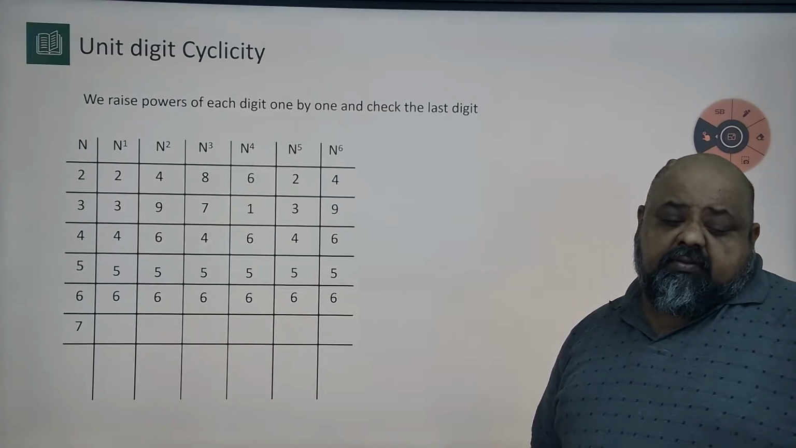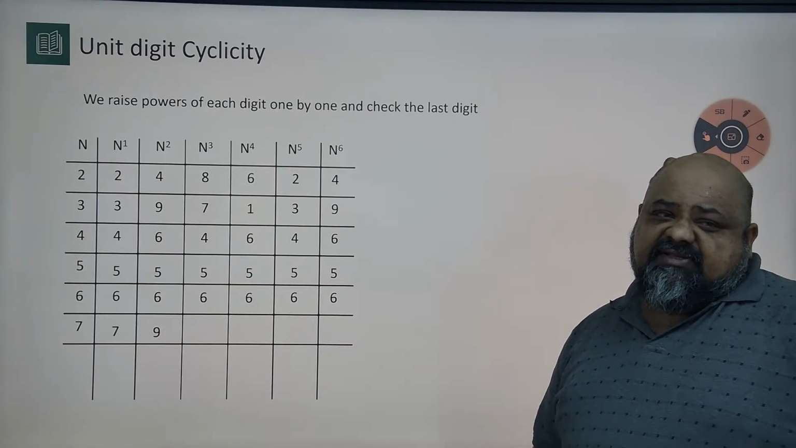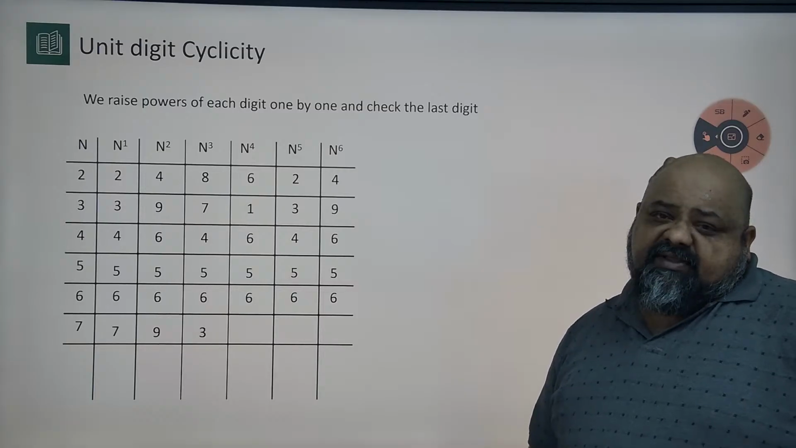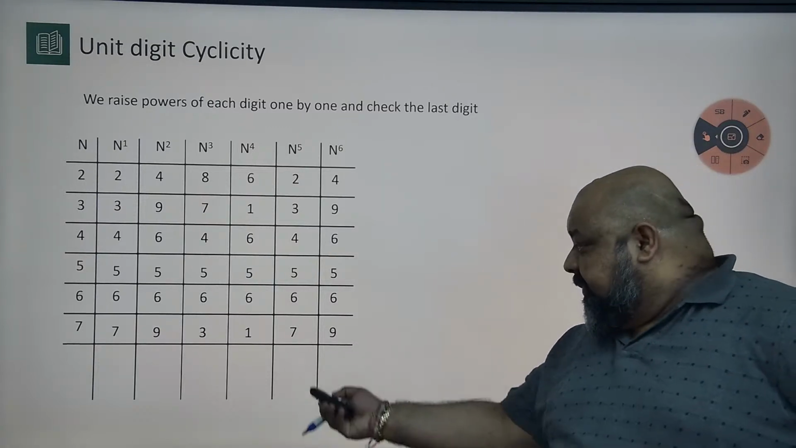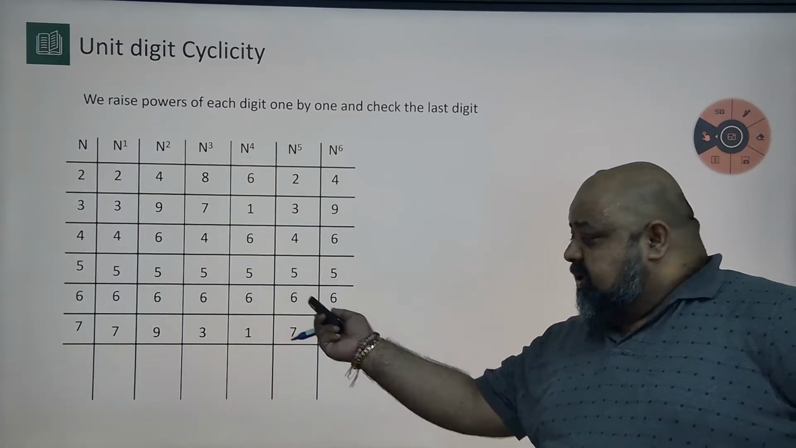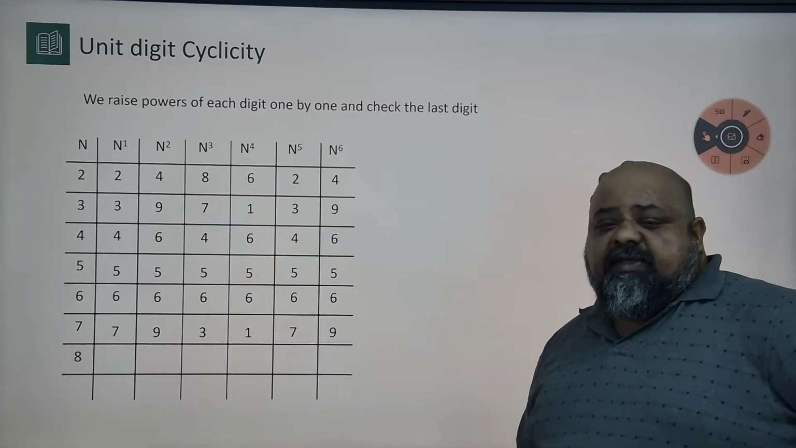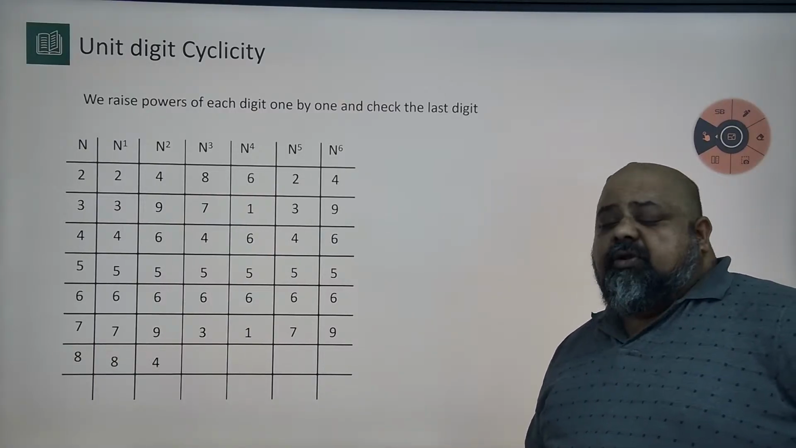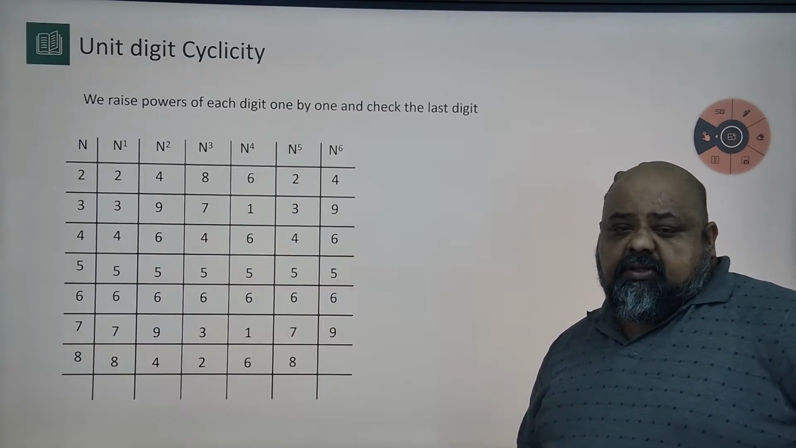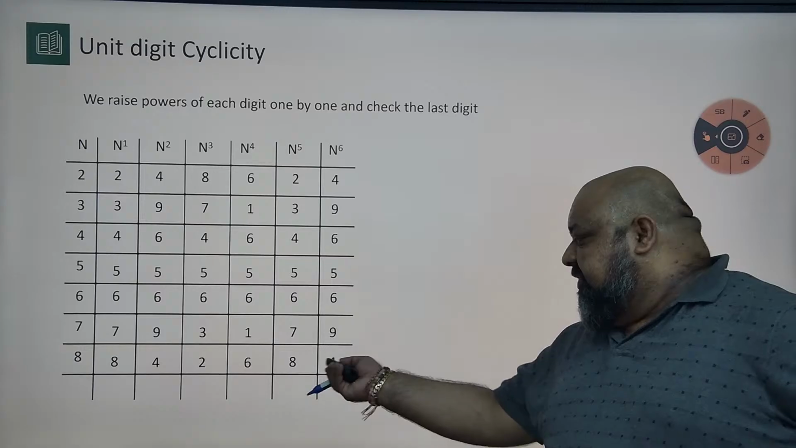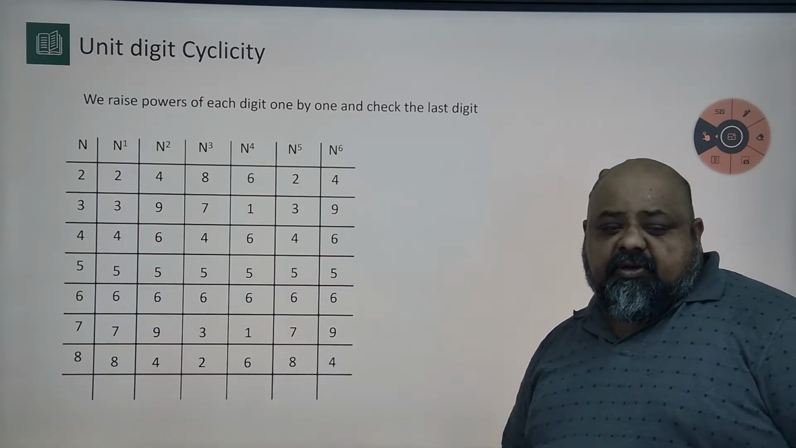What about 7? 7 square, 49. 7 nines are 63, so 3. 7 threes are 21, so 1. 1 sevens are 7, 7 sevens are 49. So again, I have a 7 and 9 in the end. Earlier also there was 7, 9, so the pattern will repeat: 7 9 3 1. Then 8. 8 eights are 64. 8 fours are 32. 8 twos are 16. 6 eights are 48. 8 eights are 64. Again, 8 and 4 repeat. So 8 4 2 6, 8 4 2 6 will keep on repeating.